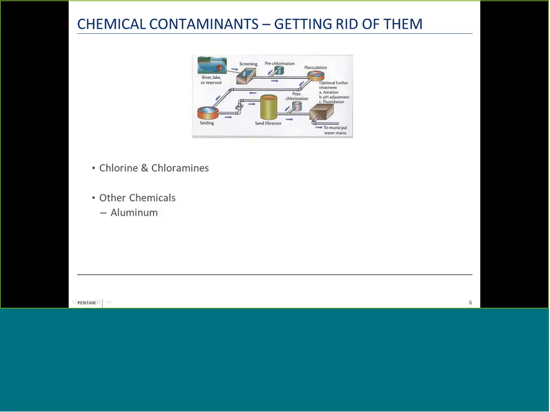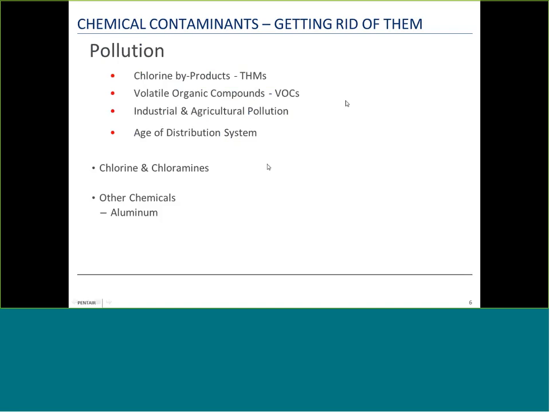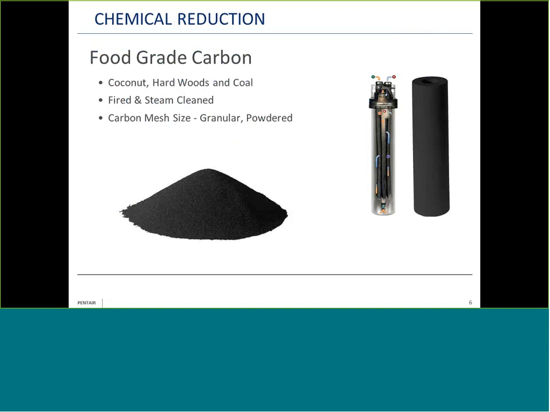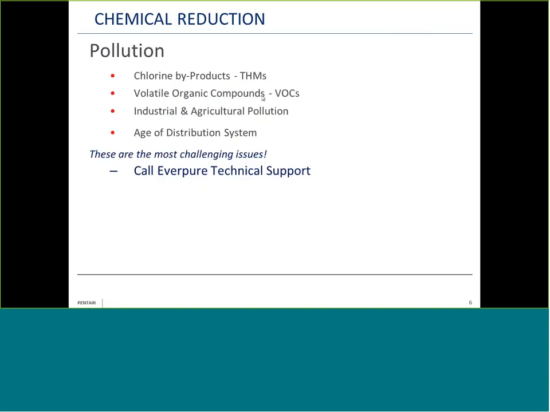You normally see higher pHs and flocculation coincide because higher pH helps the flocculation process proceed. Chemicals that are accidentally introduced, you're talking about pollution, chlorine byproducts, volatile organic compounds in the case of a chemical spill, or industrial and agricultural pollution runoff from roads, streets, human life in general.